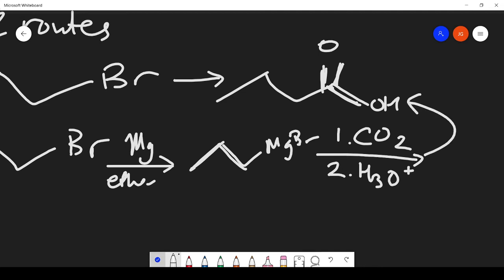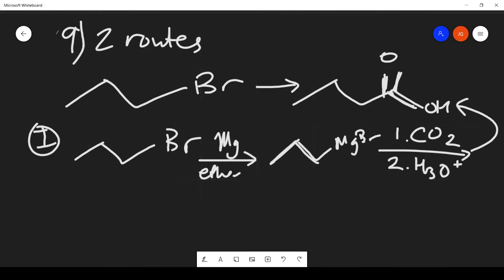So this is a very useful way to turn the alkyl halide into the carboxylic acid. We turn it into a Grignard with magnesium and ether. Ether is the solvent. It's not going to participate in the reaction. And we're just going to add it to carbon dioxide and acid. This is a very useful way to do this. This is my personal favorite.